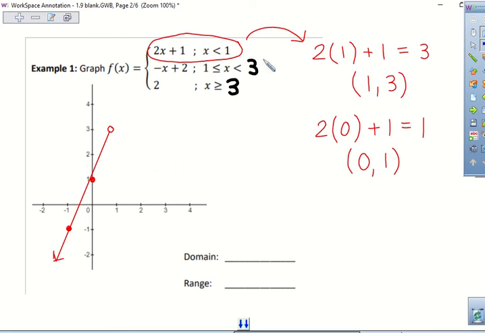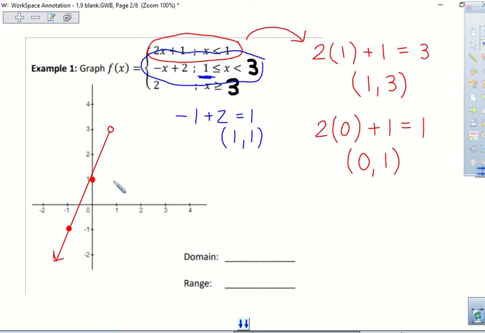All right, let's go ahead and try the middle part. So the middle one is a little bit unique because this domain is bound. Does everybody know what I mean by that? So the domain is not going to go off to infinity. This is going to be like a little chunk of a line. On both ends, it's going to terminate. So the first value I'm going to plug in is the first endpoint, which is 1. So that's going to be -1 plus 2, which comes out to be 1. So my first point is going to be 1, 1.